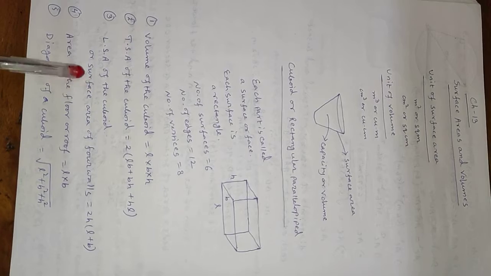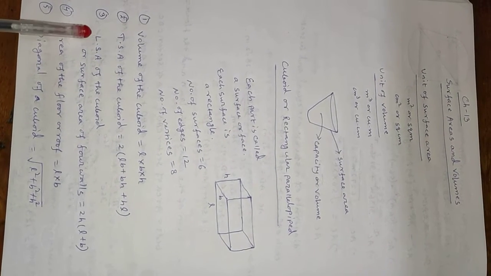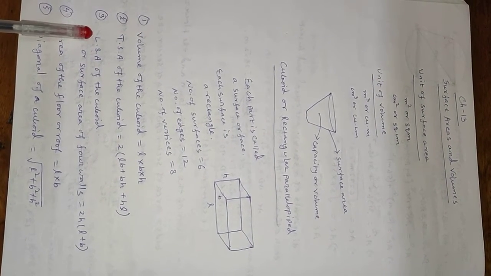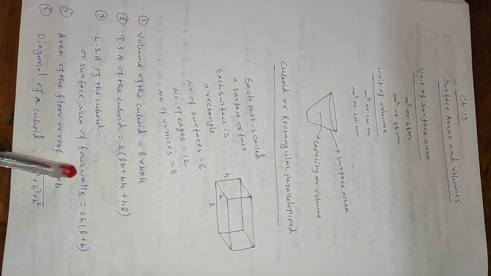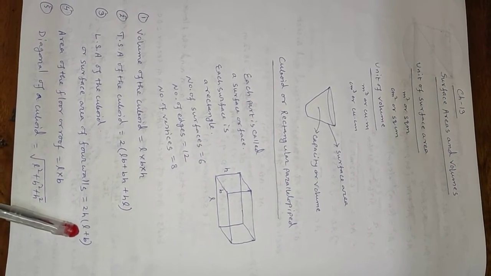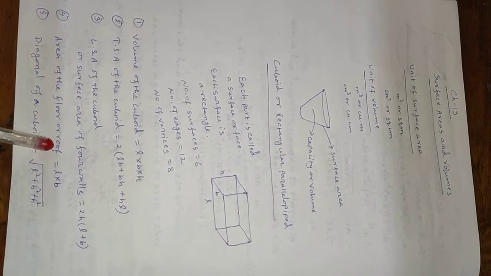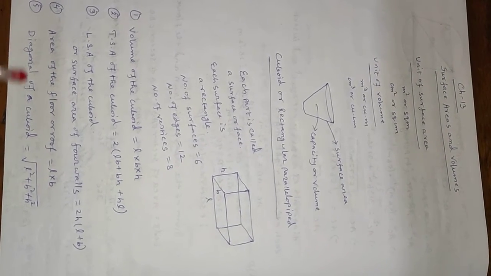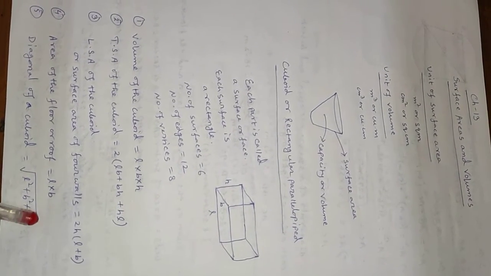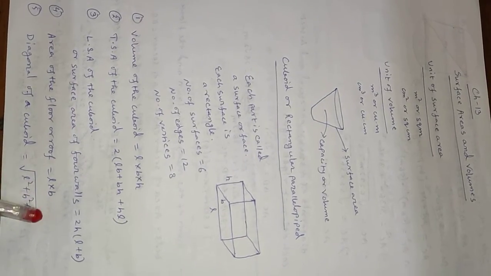LSA of the cuboid, or surface area of 4 walls. LSA means lateral surface area. Other meaning: surface area of only 4 walls. 2H (L plus B) is the formula. Area of the floor or roof, formula is L into B. Diagonal of a cuboid, formula: square root of (L square plus B square plus H square).